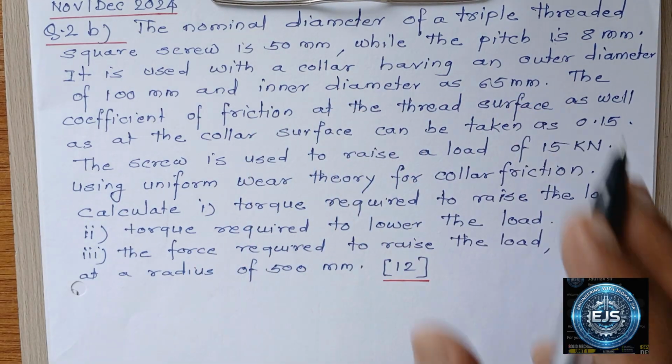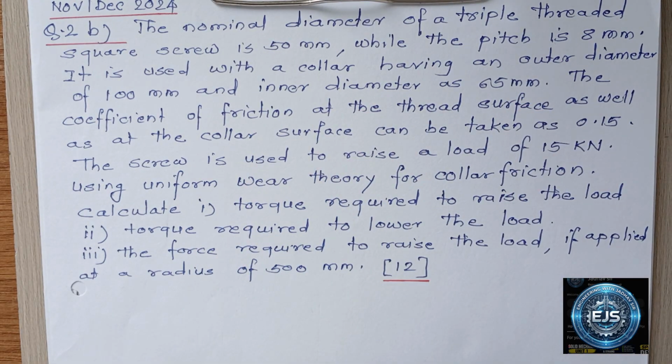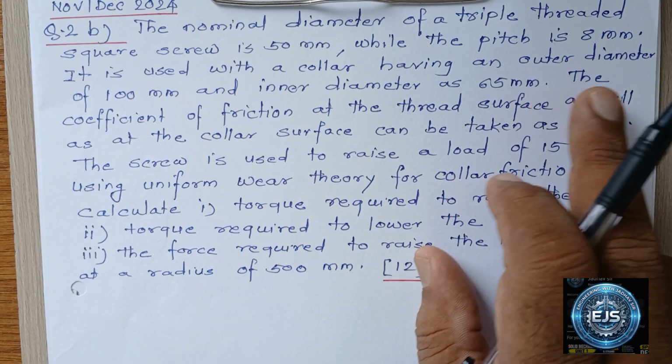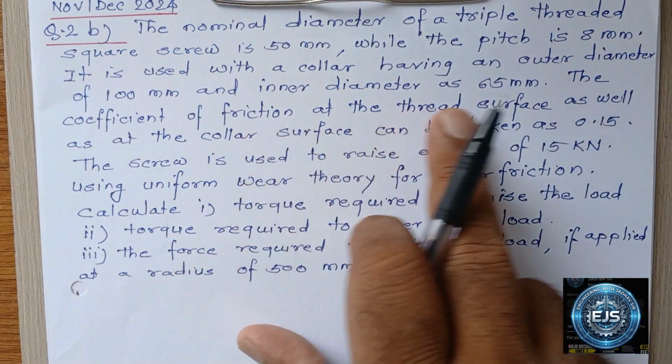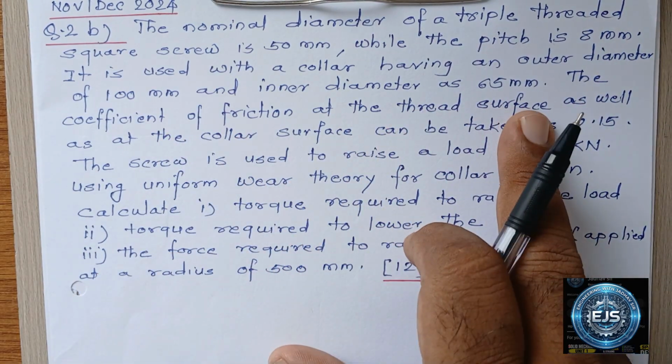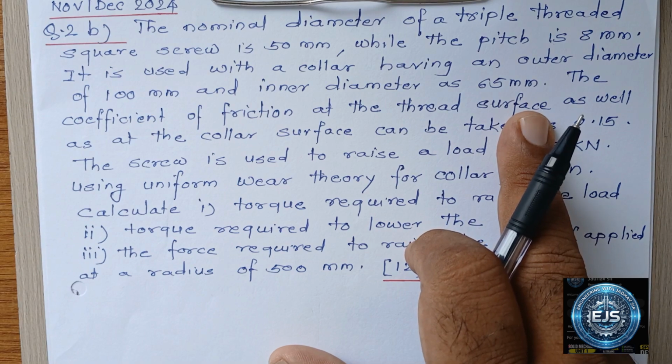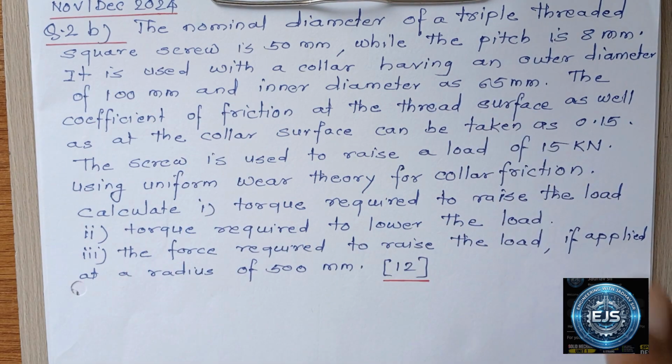प्रॉब्लम इस तरह से, नॉमिनल डायमीटर ऑफ ट्रिपल थ्रेडेड स्क्वायर स्क्रू इज 50 mm। स्क्वायर थ्रेडेड स्क्रू है और ट्रिपल स्टार्ट है। इन ट्रिपल स्टार्ट स्क्रू L इज इक्वल टू 3 टाइम्स ऑफ पिच, and the nominal diameter is given 50 mm and the pitch is given 8 mm. It is used with a collar having outer diameter 100 mm and inner diameter 65 mm. कॉलर का आउटर डायमीटर है 100 mm और इनर डायमीटर है 65 mm.